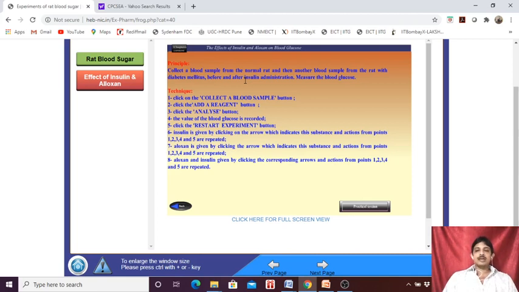Here, as it is a software, we can see the effect of the drug on the blood glucose level of the rat. So let's see how we can perform the experiment.